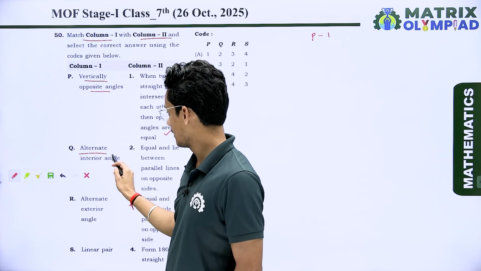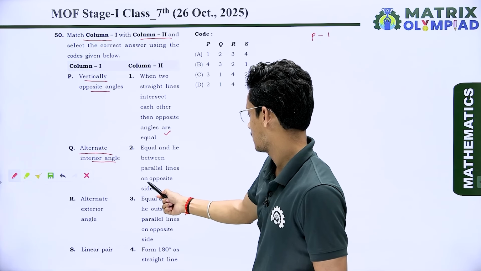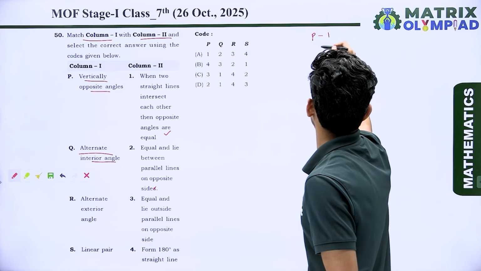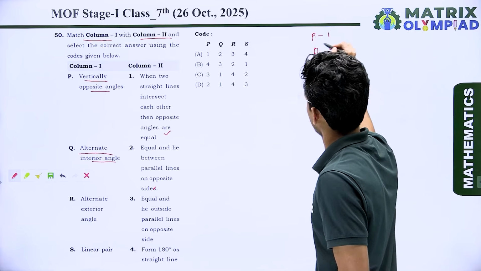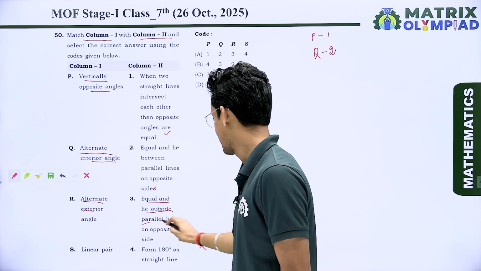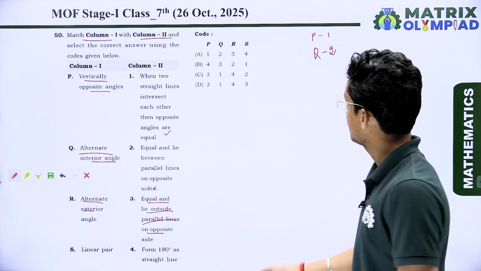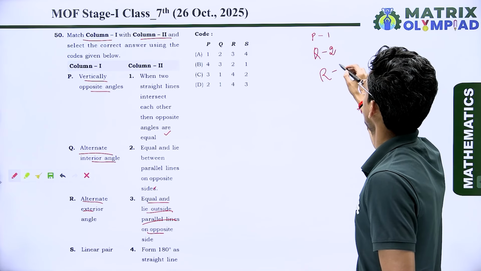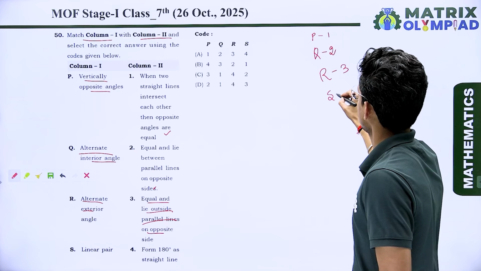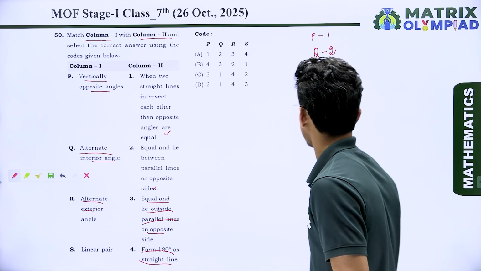Next, alternate interior angle. Equal and lies between parallel lines on opposite sides. Yes, this one is true. It means Q is connected to 2. Next, alternate exterior angle. Equal and lies outside parallel lines on opposite sides. This is called alternate exterior angle. It means R is connected to 3. And last, S, which is linear pair, forms 180 degrees as a straight line. Yes, this one is 4.